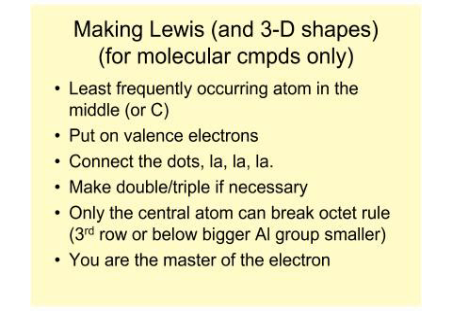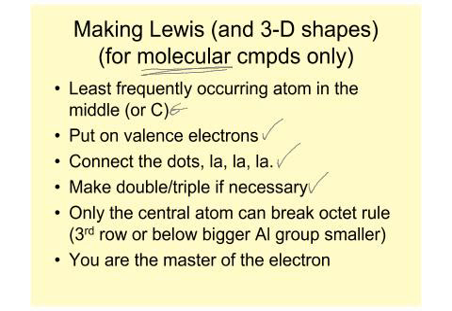So how do we do this? Making Lewis structures and 3D shapes for molecular compounds only. So molecular means 2 nonmetals. The least frequent one goes in the middle, or carbon. Carbon always goes in the middle. Put on the valence electrons, which is what we did before. Connect the dots. Make double and triple bonds if necessary.